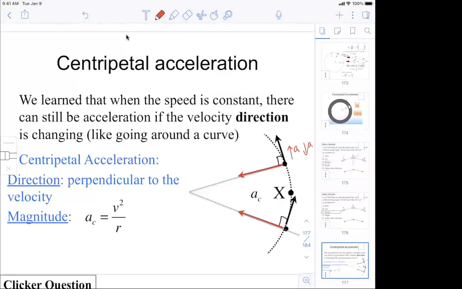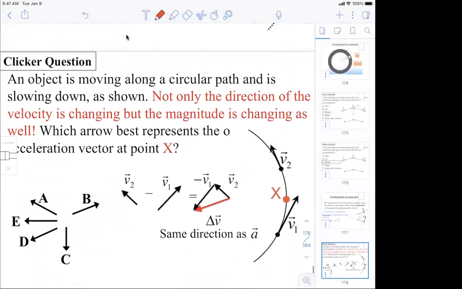Now, in that case, we choose to look at these two accelerations: the one that changes only the direction, that's called the centripetal, and the one that makes you actually speed up or slow down. So you need both of them to make that change. So this is a question for that particular case.